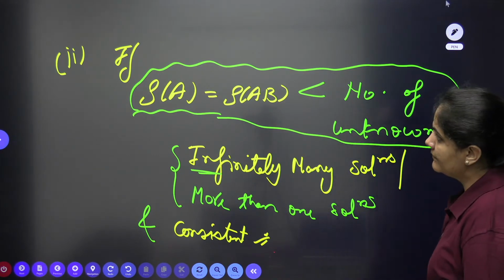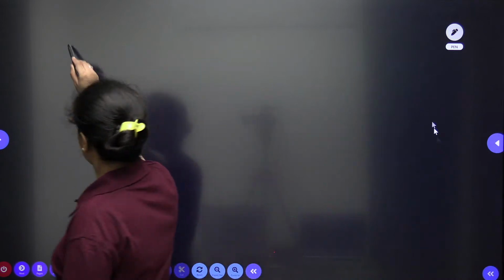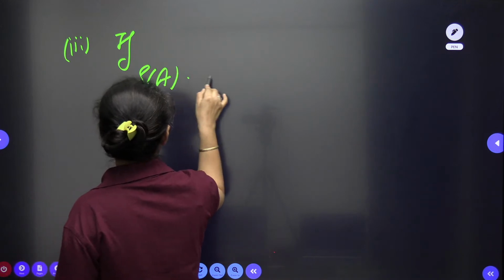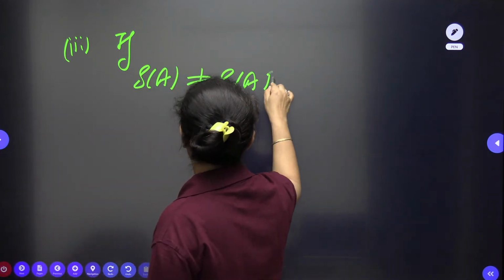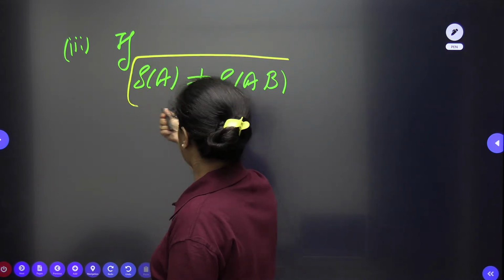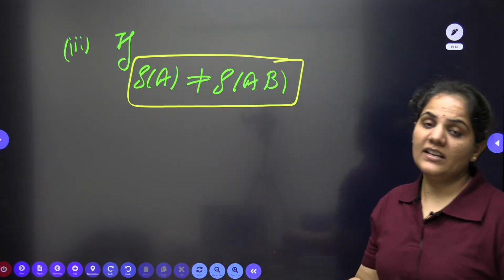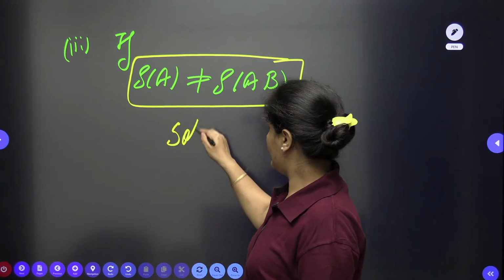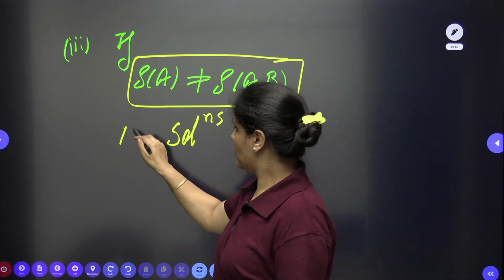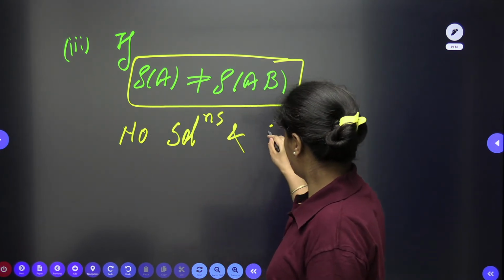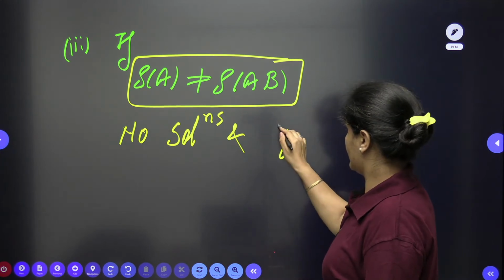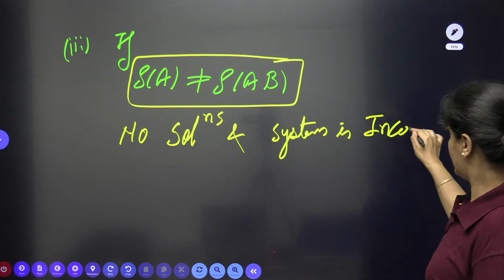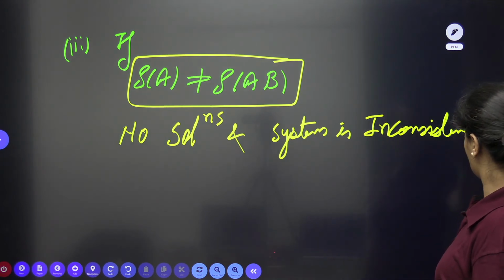Suppose in the next case, the rank of matrix A is not equal to the rank of matrix AB. Then you will say it has no solution and the system is said to be inconsistent, because there is no solution.